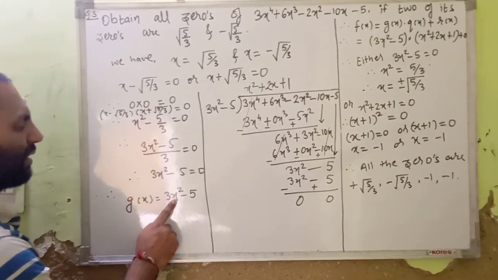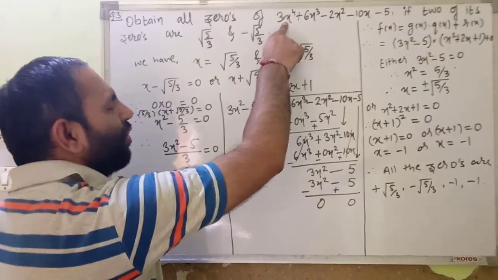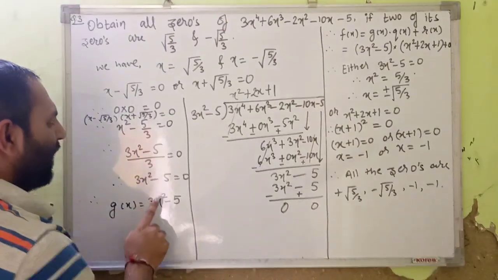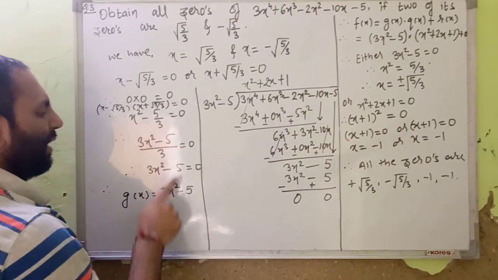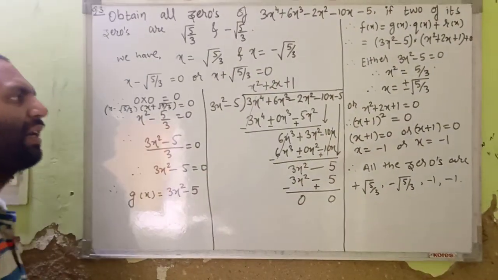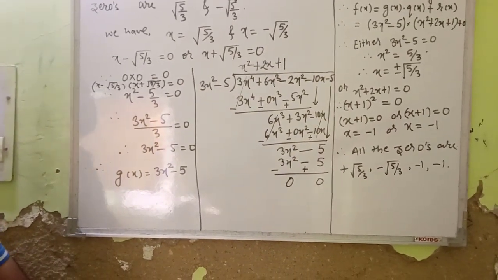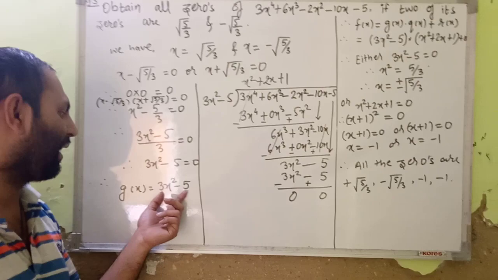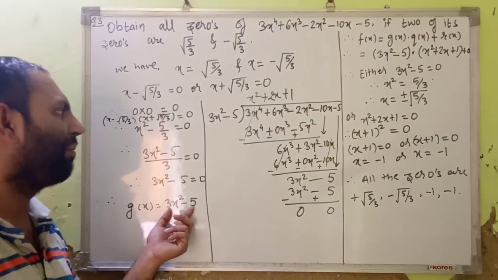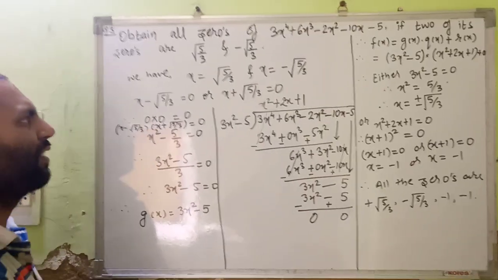This is because this is of degree 2 and p of x is of degree 4. So when I divide degree 4 by degree 2, automatically my q of x will come out to be of degree 2. Alright, so that's why I have divided it this way. Now I am dividing it by 3x square minus 5, using the whole procedure of the long division method.